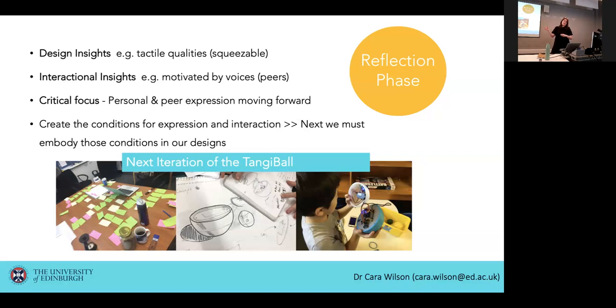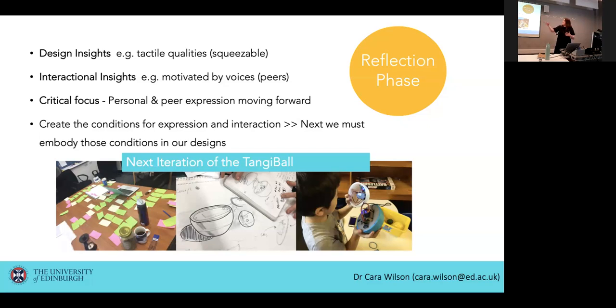So in this example, we found these usability insights on things like tactile qualities that would suggest, for example, the ball should be squeezable rather than button activated. The children also showed us that they were really motivated by having these voices embodied in the ball, and particularly those of peers. And after that, also looking at the fact that paying attention to these moments of interaction, we can see ways to influence and support broader interactions with minimally verbal children on the spectrum.